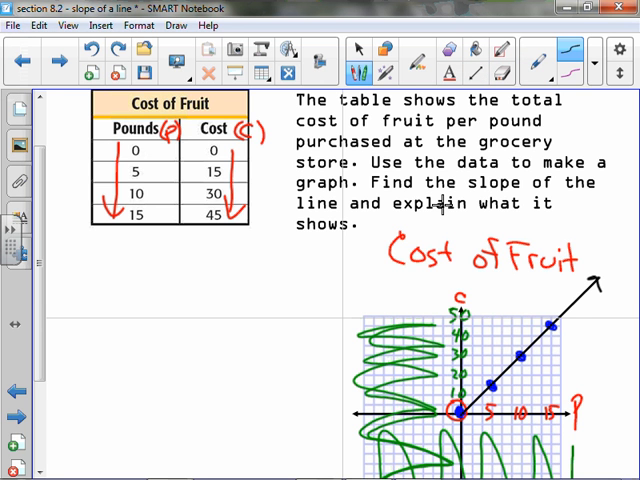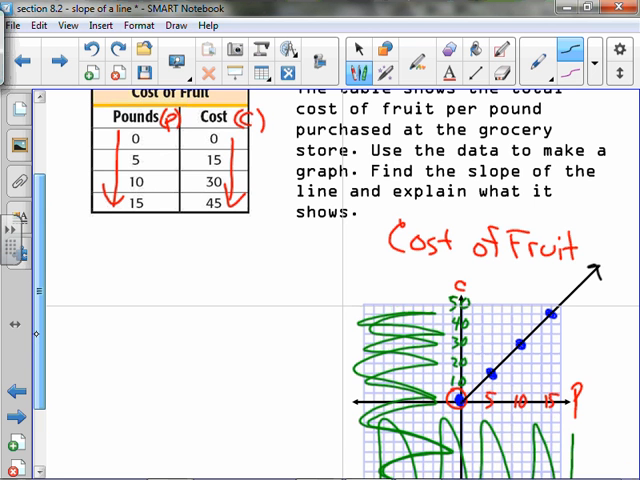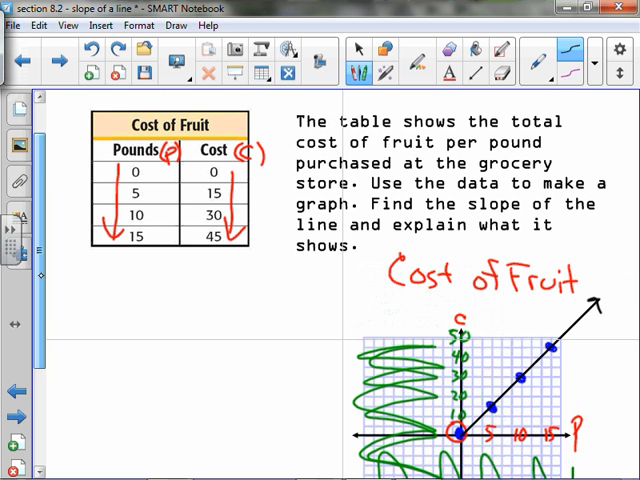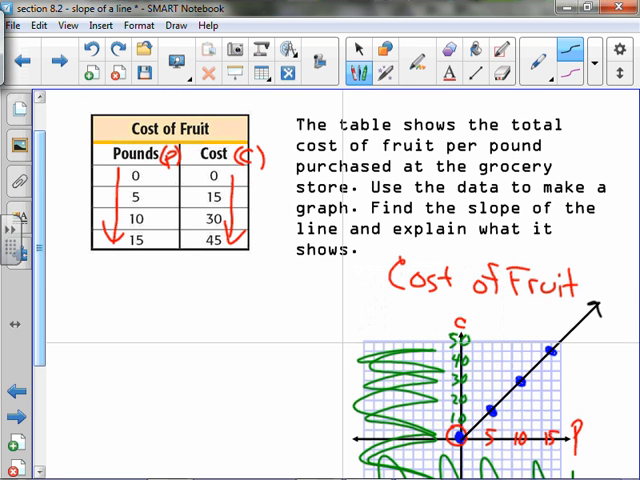Okay, so this is my graph, cost of fruit, and I have pounds of fruit and cost of fruit. Okay? So I'm just going to then find my slope and figure out what the slope means.